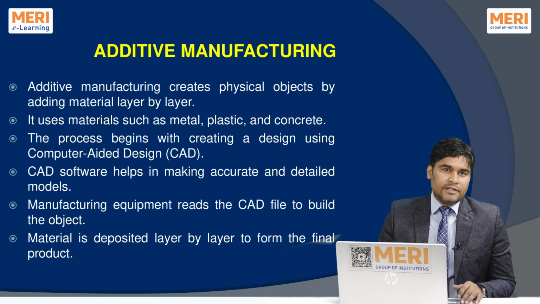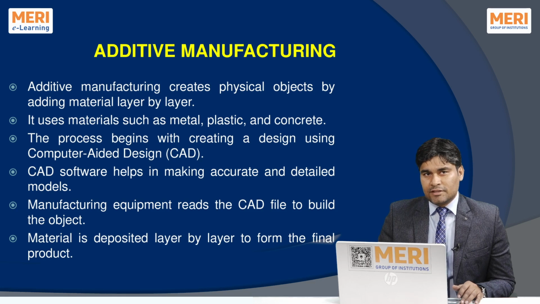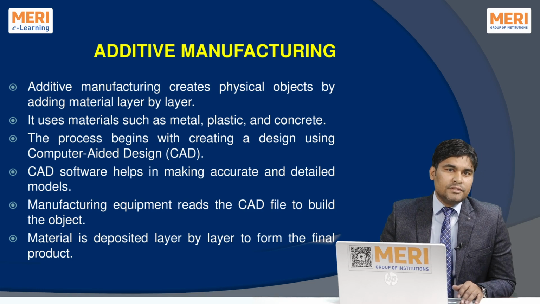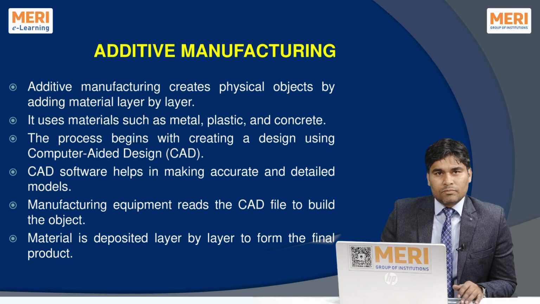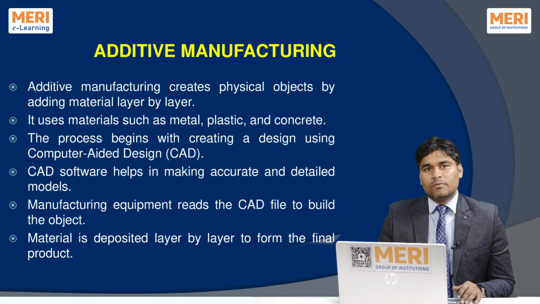Additive manufacturing creates physical objects by adding material layer by layer. It uses materials such as metal, plastic, and concrete. The process begins with creating a design using computer aided design, that is CAD. A CAD software helps in making accurate and detailed models. Manufacturing equipment reads the CAD file to build the object. Material is deposited layer by layer to form the final product.